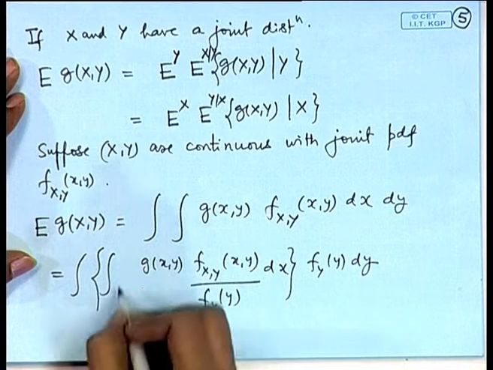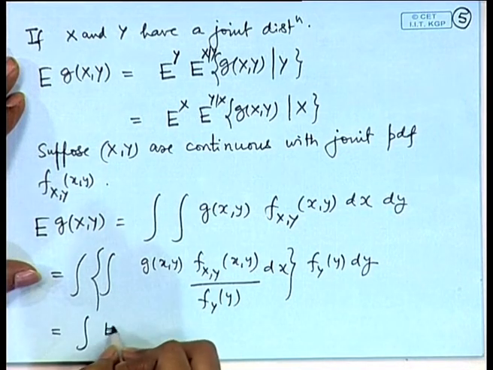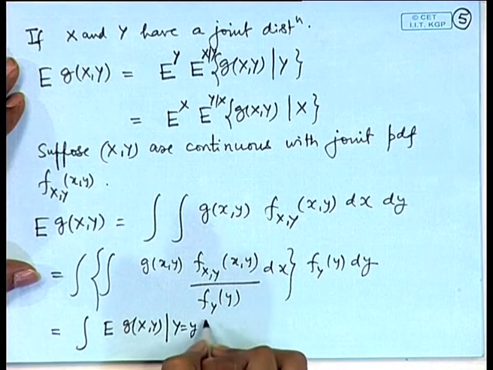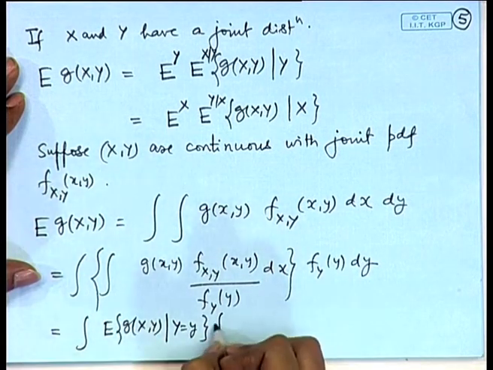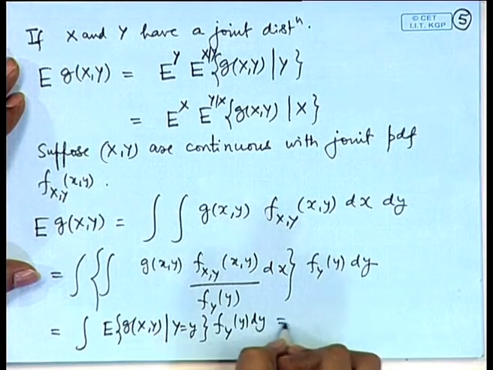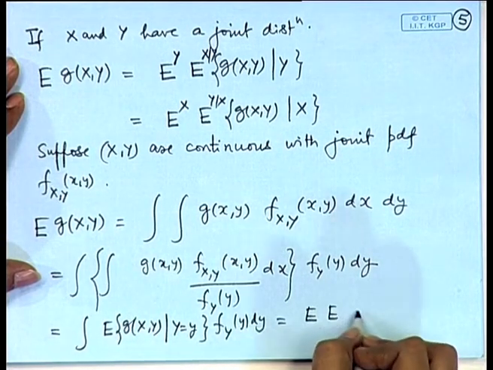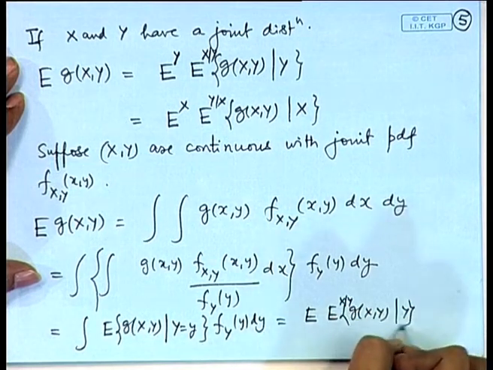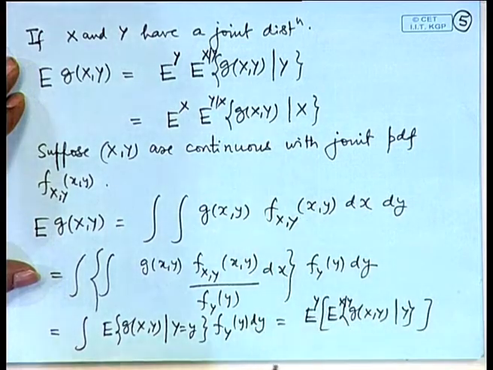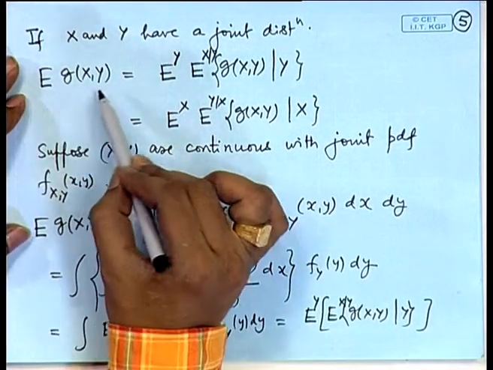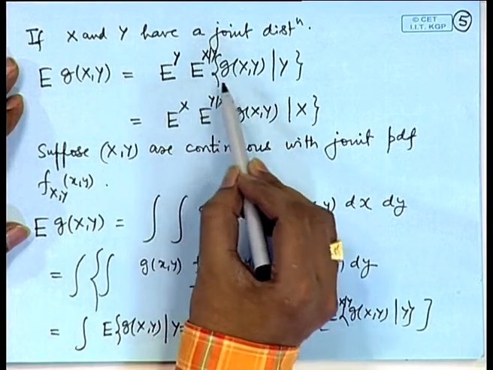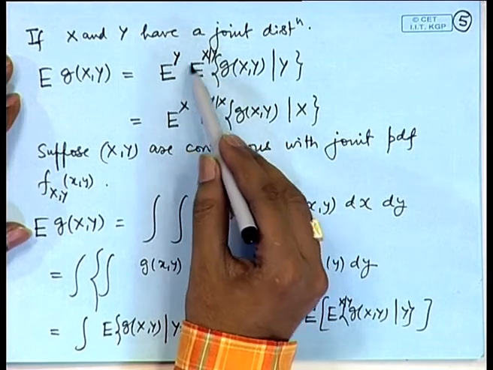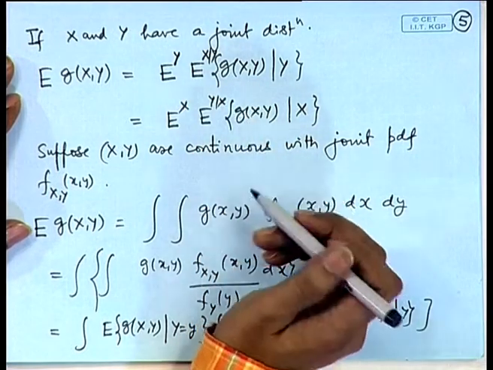So, this inner quantity is nothing but the expectation of g x y given y, multiplied by the density of y, which is nothing but expectation of expectation of g x y given y. That means the joint expectations can be calculated in stages, firstly with respect to a conditional distribution and then with respect to a marginal distribution, in either order.